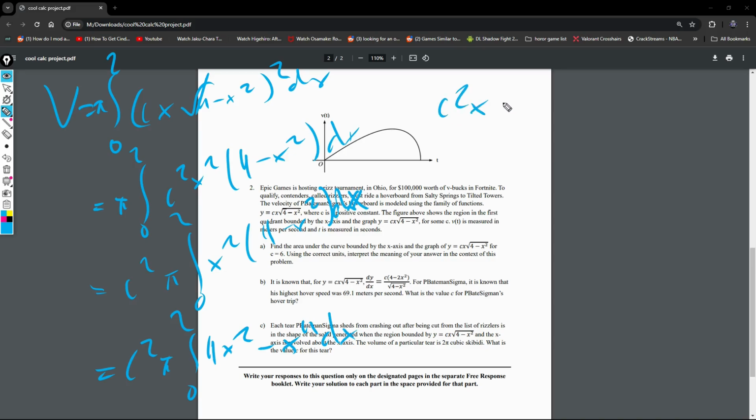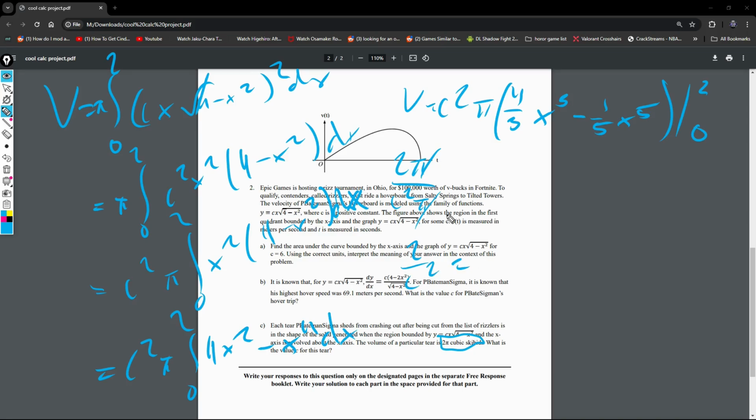C squared pi times x to the 3rd, 4 over 3, minus 1/5 x to the 5th, from 0 to 2. And guys, since you remember that the problem gave you that volume equals 2 pi cubic skibidi, you want to do 2 pi, and you want to divide the outside by that. So it's just going to be c squared over pi.